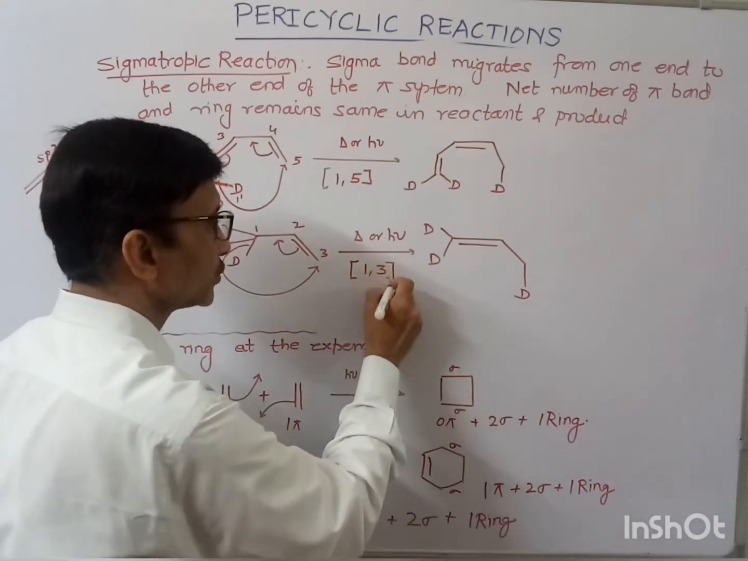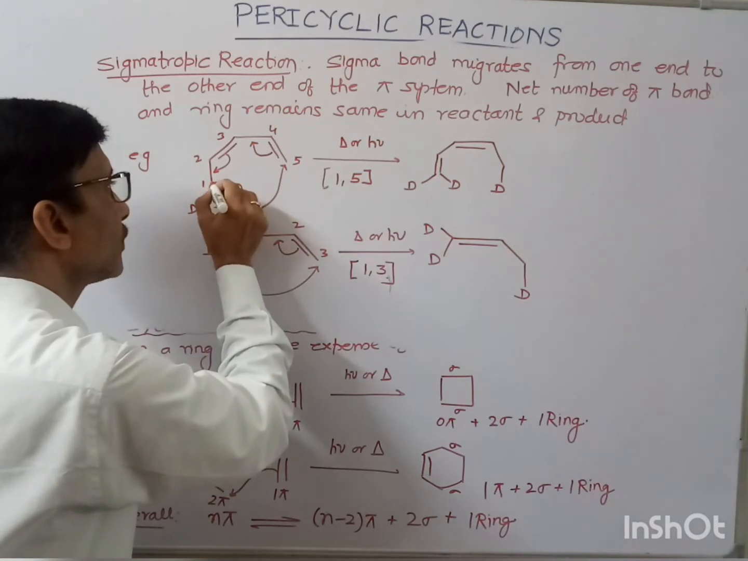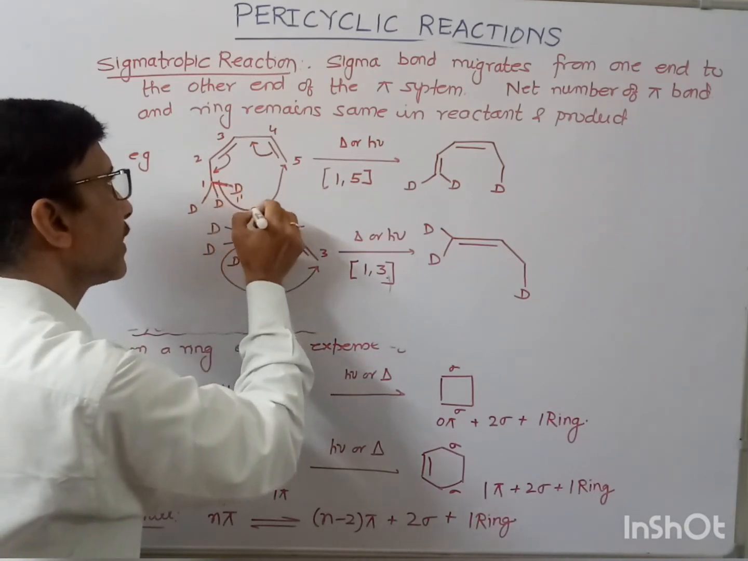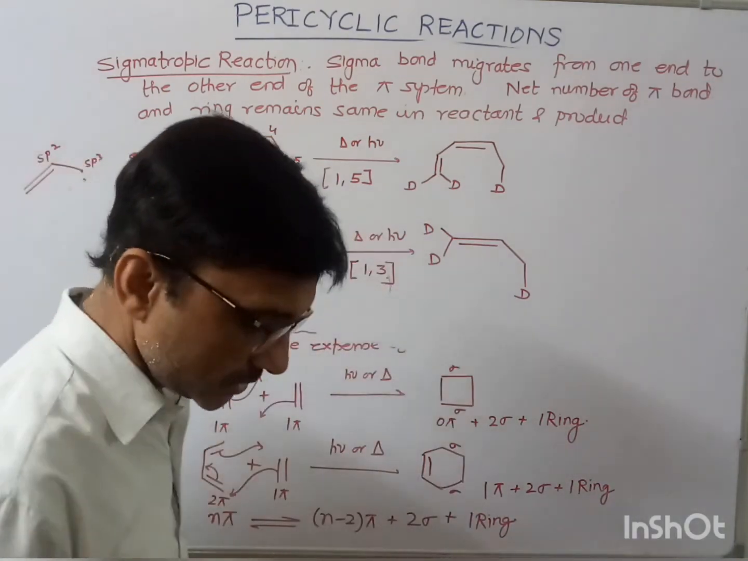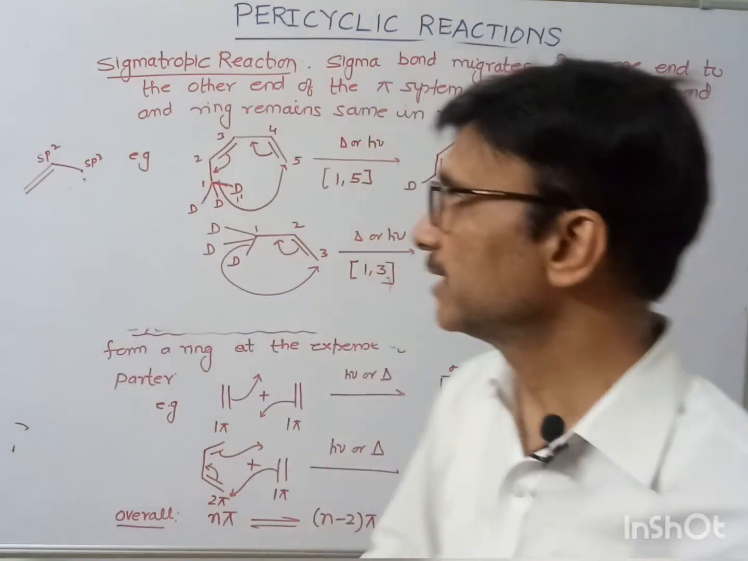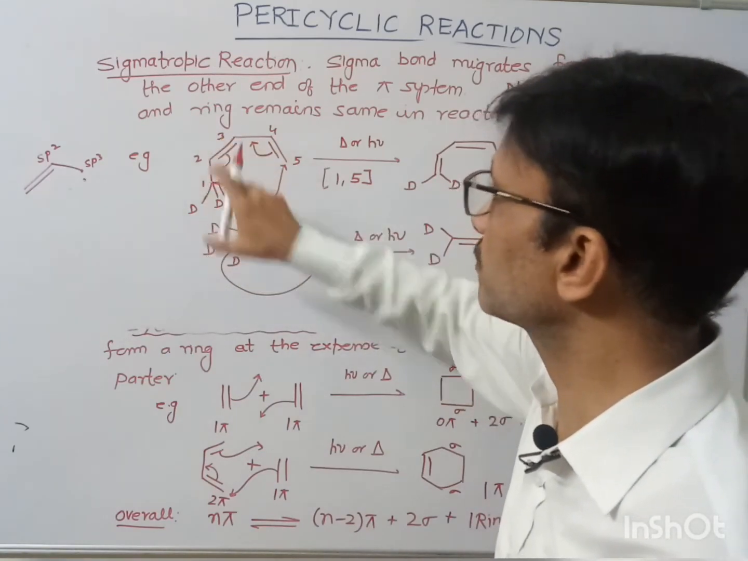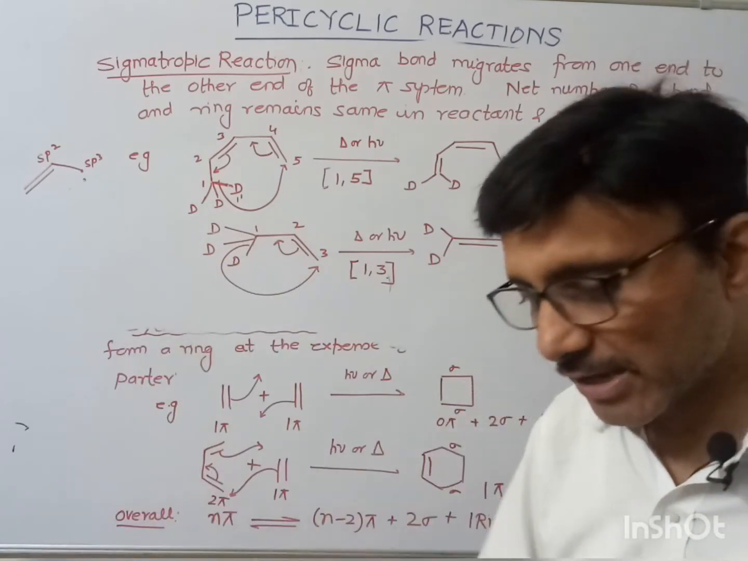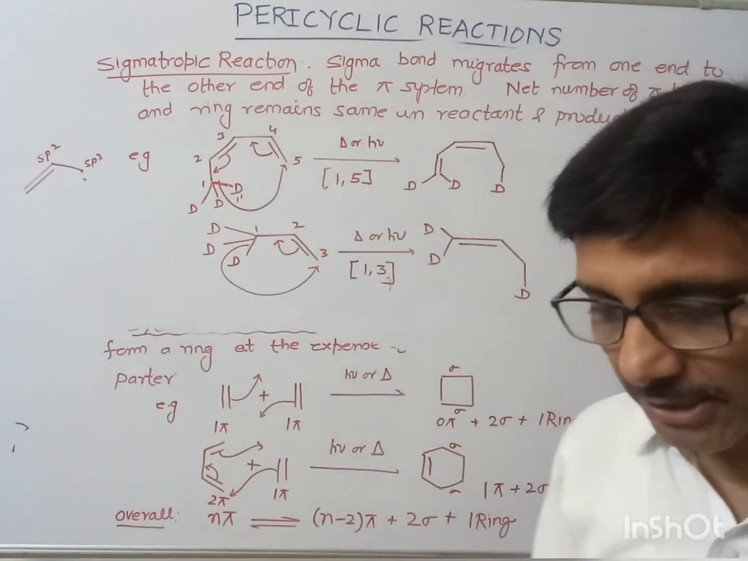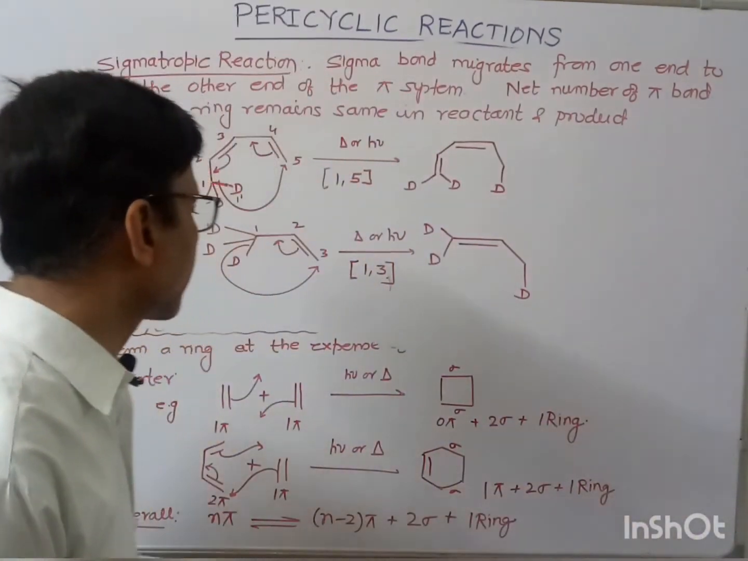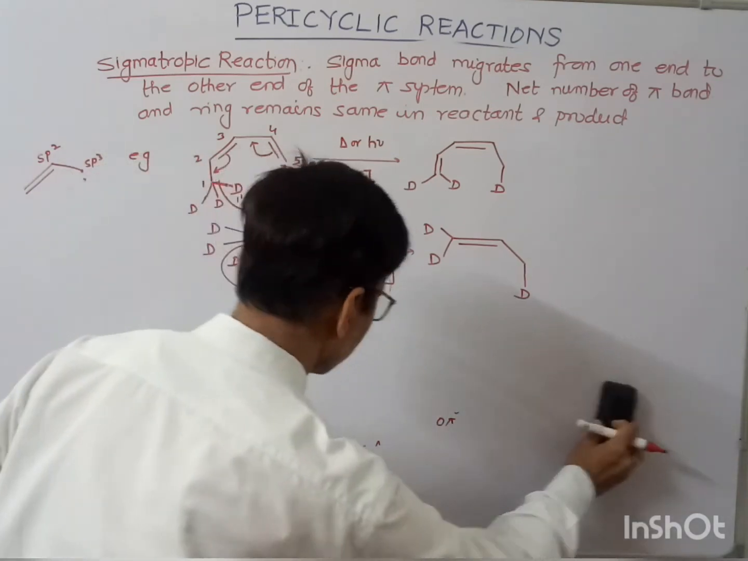1,3 sigmatropic shift. Here also from the 1st carbon, this sigma bond may migrate to this 3rd carbon. But whether this reaction is feasible or not, whether the migration from first to third is possible or not, we will see when we discuss the sigmatropic reaction in detail. So these are the main categorizations of the pericyclic reaction.